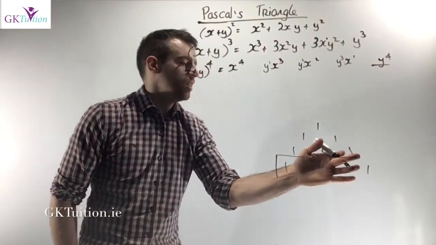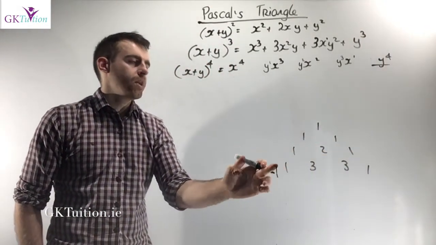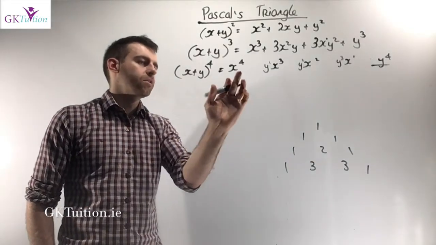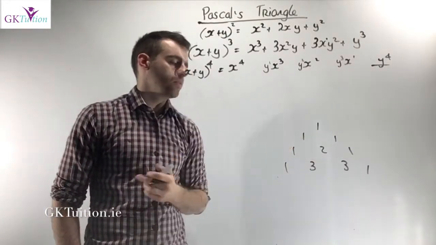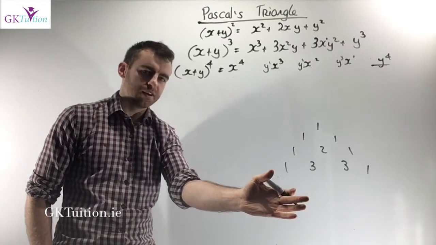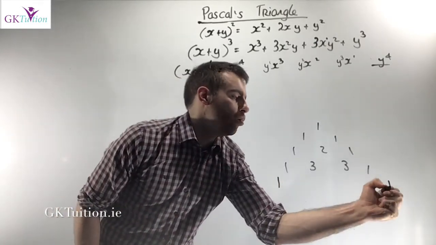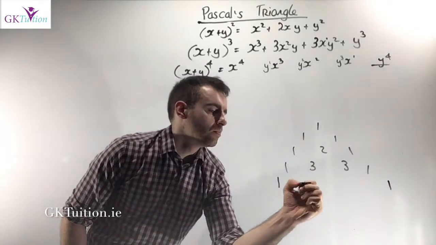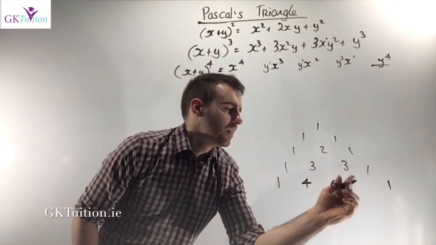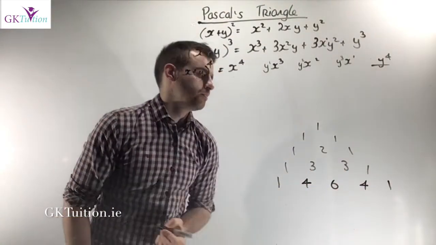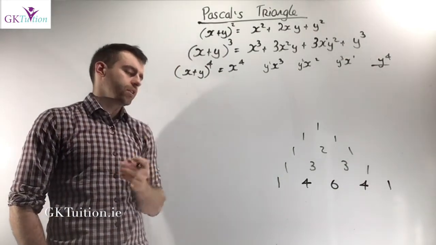So I need to continue on my Pascal's triangle. If this is to the power of 4, there's clearly 1, 2, 3, 4, 5 terms, which means I need to get to the fifth line in my Pascal's triangle. Put a 1 at the start and a 1 at the end. 1 and 3 adds up to 4, 3 and 3 adds up to 6, 3 and 1 adds up to 4. That tells me what the coefficients should be here.